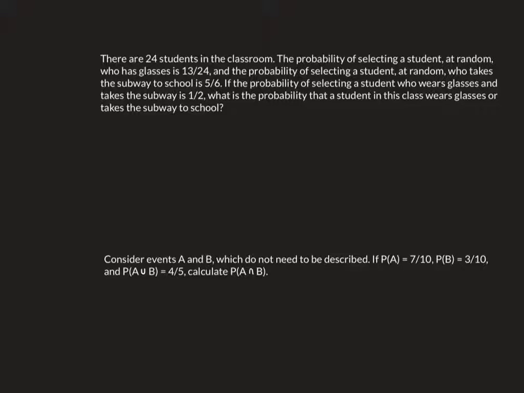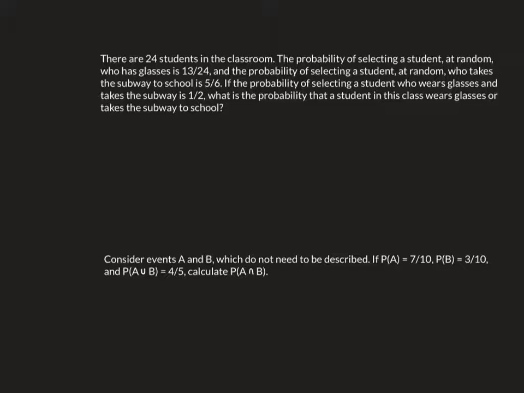Now we know there are 13 students, right? If the probability is given and the denominator is the total number of students, then this tells me exactly how many students there are that meet that criteria. So 13 of them have glasses, and the probability of selecting a student at random who takes the subway to school is 5/6. And so I'm going to just pause for a second and turn that into a fraction that gives us a number of students.